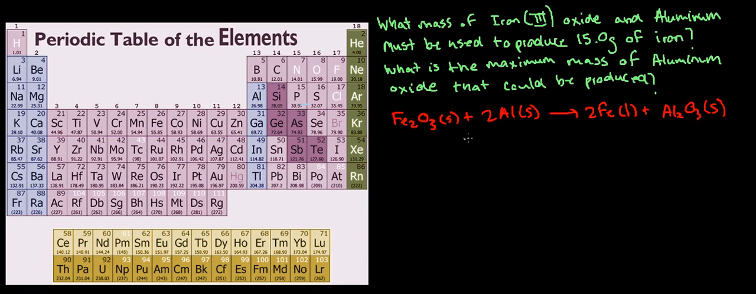So let me begin by finding out how much mass of aluminum and iron 3 oxide would be required to produce 15 grams of iron. First thing I need to do is figure out how many moles 15 grams of iron is. After I figure out the number of moles, I can then figure out how many moles it would take of aluminum and iron 3 oxide to produce that 15 grams of iron. Then I can convert those moles into a mass by using the molar mass. And then I can go back and find out aluminum oxide. So first order of business, finding out the moles of iron.